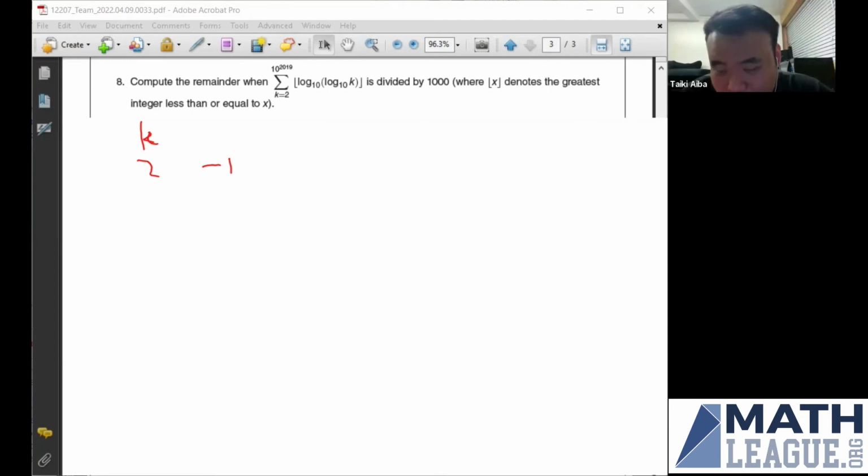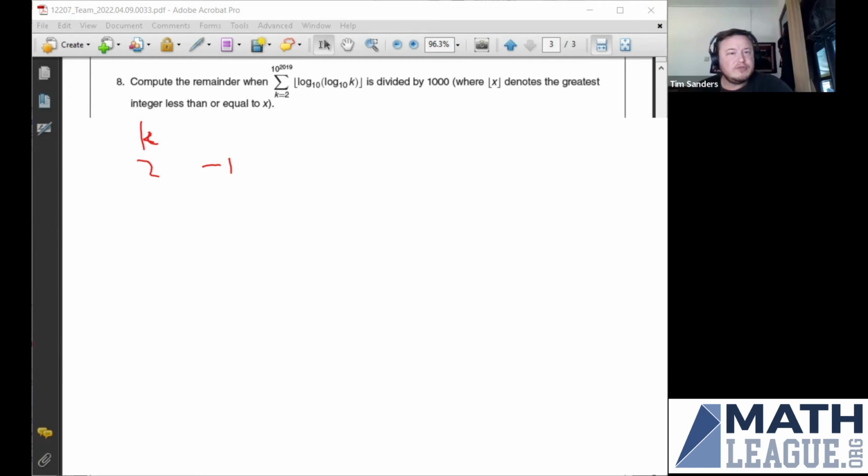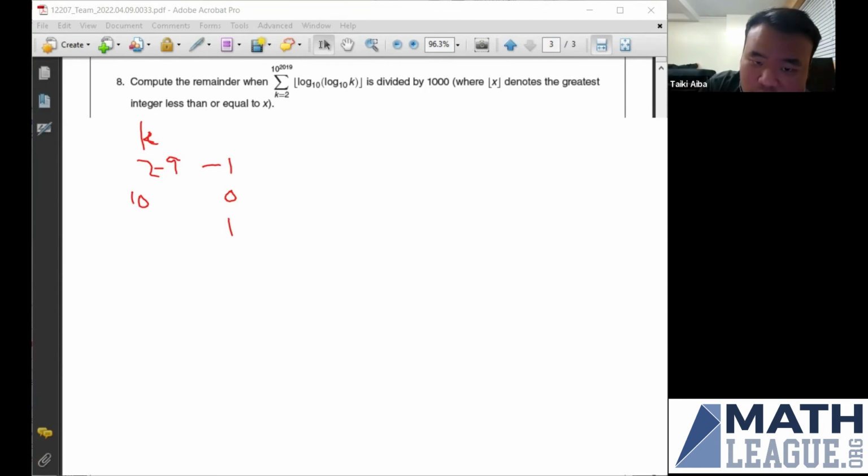Okay, so from 2 through 9, I'm getting a negative 1 on this. And starting at 10, log of 10 is 1, log of 1 is 0. I'm going to get a 0. And then, of course, at some point, we're going to switch over to 1. When does it switch to a 1? That's when log base 10 of k is 10, right?